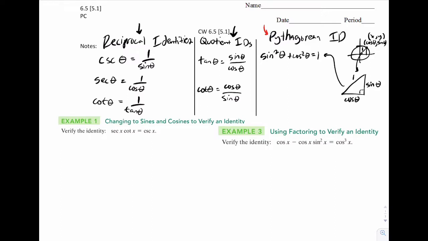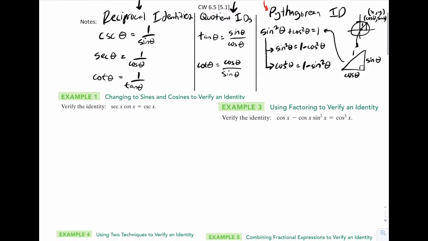Now from there, the important part about this Pythagorean identity is that this implies two other facts. This implies that sine squared theta is equal to 1 minus cosine squared theta, and cosine squared theta is equal to 1 minus sine squared theta. So after today, you should have these basic things pretty much memorized. You want to have them down to work on these identities pretty fluently. So I have a couple examples to go through with you.